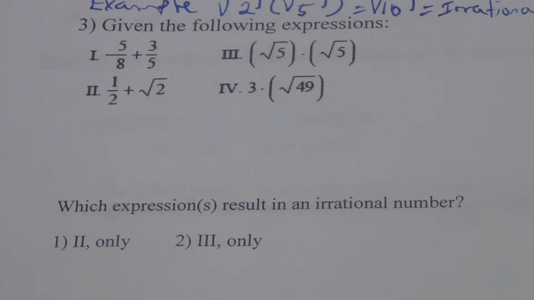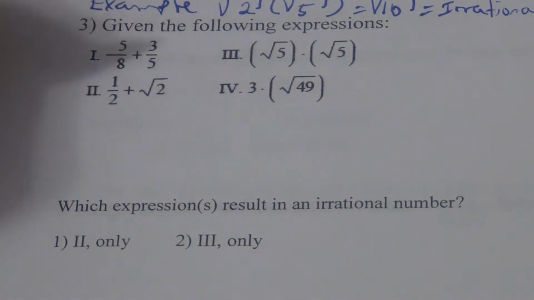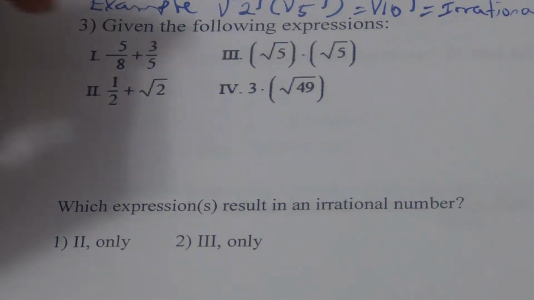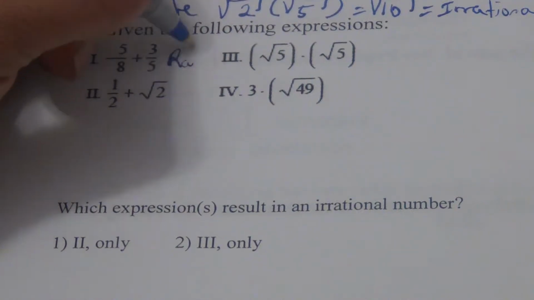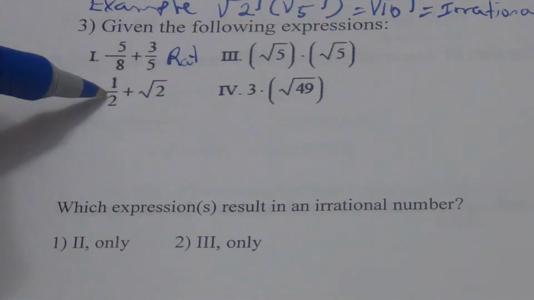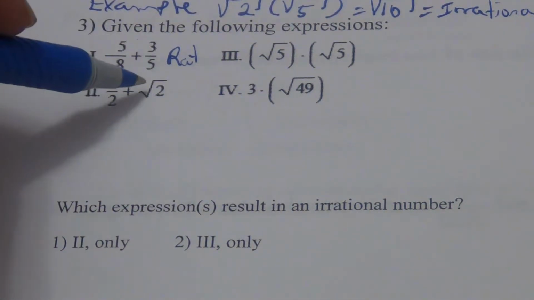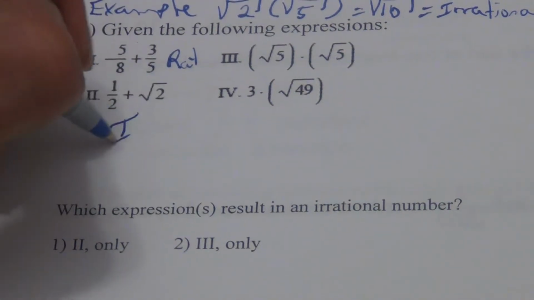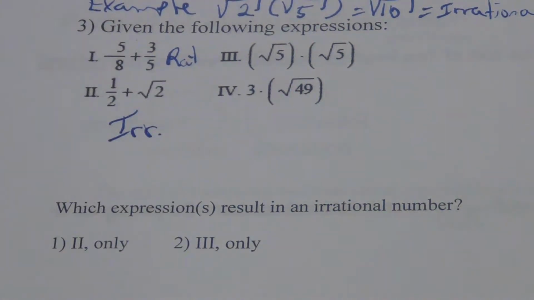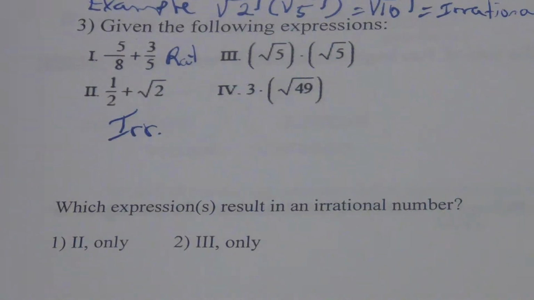Which expressions result in an irrational number? Okay, so here you have two fractions, so you know that the result will be rational. Here you have a rational plus an irrational. So the result here will be irrational, based on the facts that we have written before.